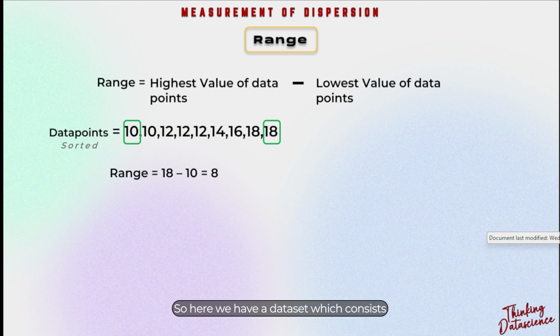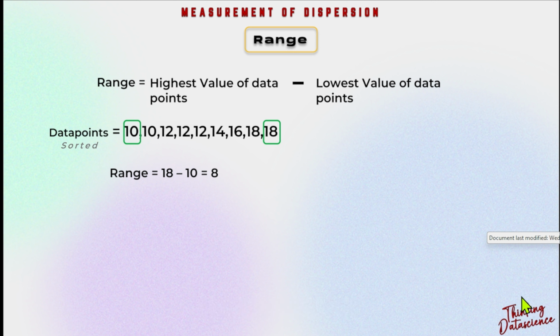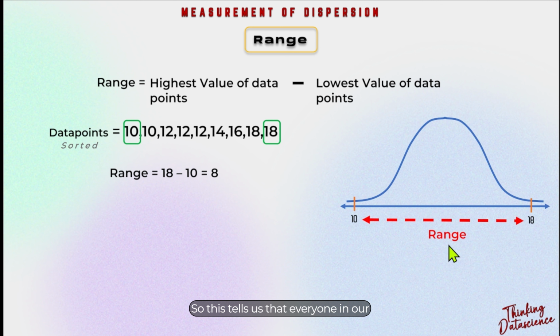Here we have a data set which consists of 9 numbers. The highest value is 18 and the lowest value is 10. So 18 minus 10 will be 8. So the range of this data set is 8. This tells us that everyone in our data set is between 10 and 18. The entire interval that encompasses all of the numbers in our data set is 8.